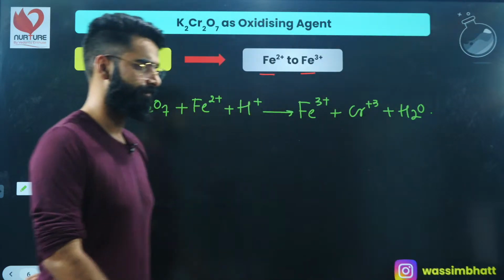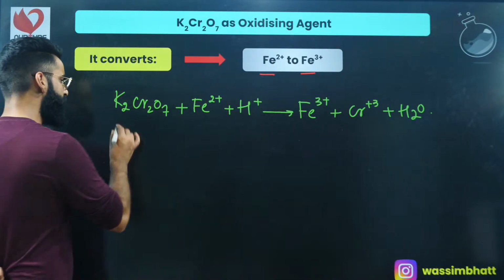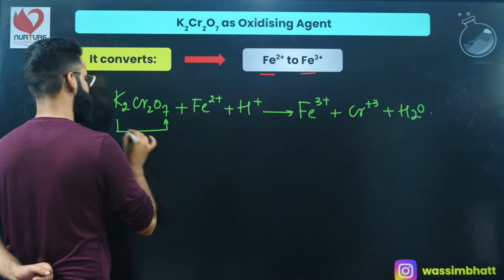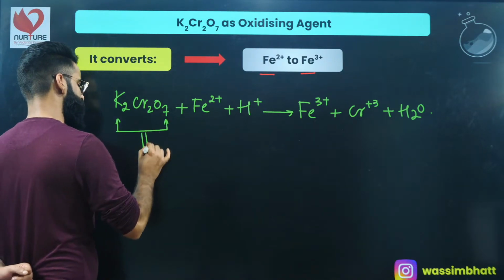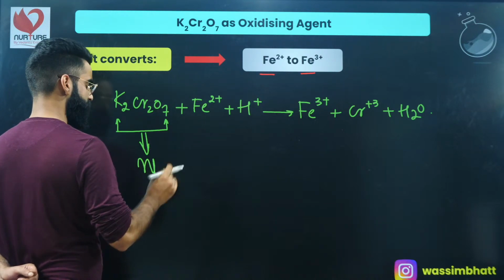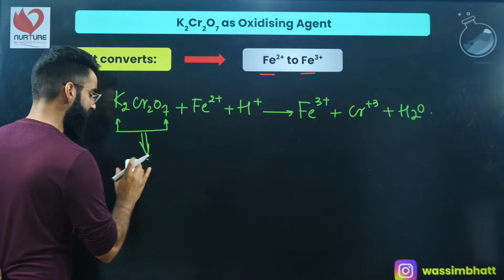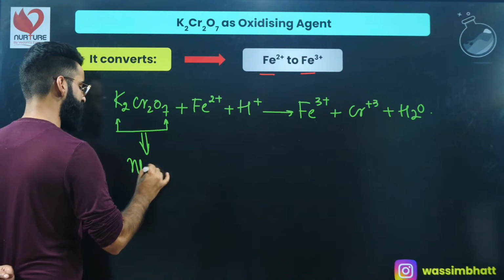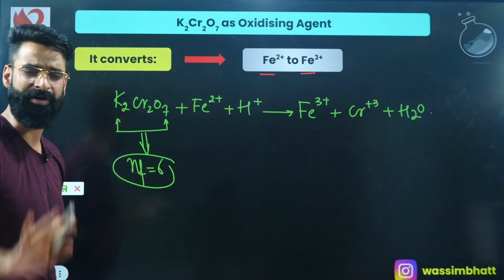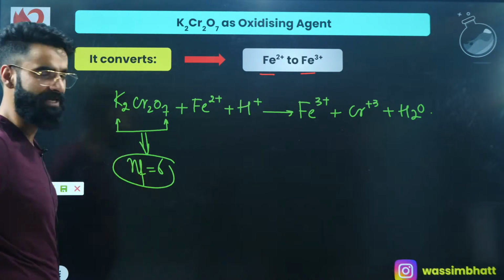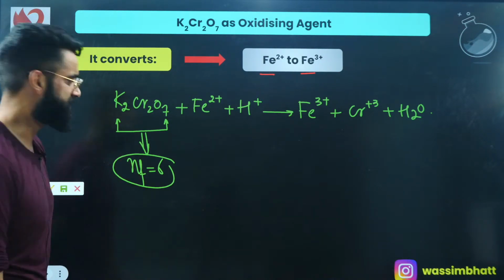Now people, if I want you guys to calculate the N factor of this K2Cr2O7, as I told you a few minutes back, the N factor of K2Cr2O7 in acidic medium is going to be 6. So you're not going to calculate it again and again. Once and for all, you're going to remember it. The N factor of K2Cr2O7 in acidic medium is going to be 6, right?